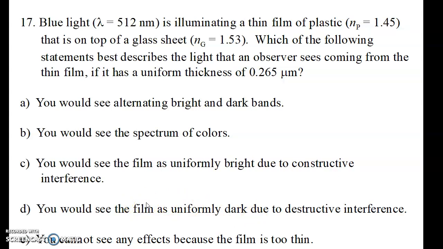And then finally, 17. Blue light, lambda 512, is illuminating a thin film of plastic. Here's 1.45, on top of glass 1.53. Which of the following statements best describes the light that an observer sees coming from the thin film if it has a uniform thickness of 0.265? And here, it's constructive interference, so this is going to be uniformly bright. The answer here is going to be C.